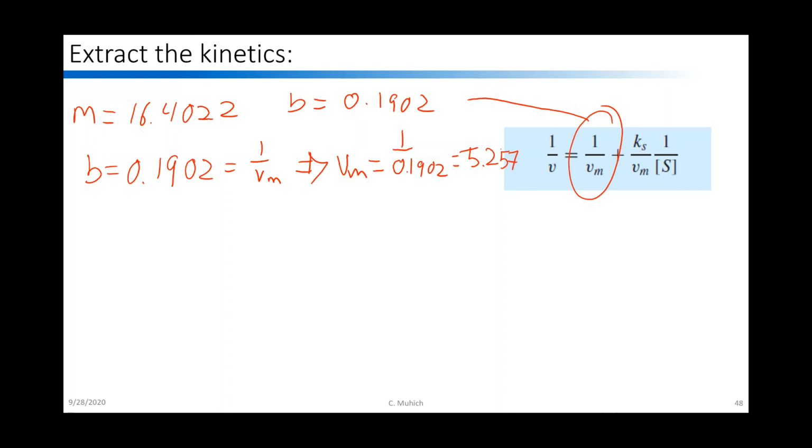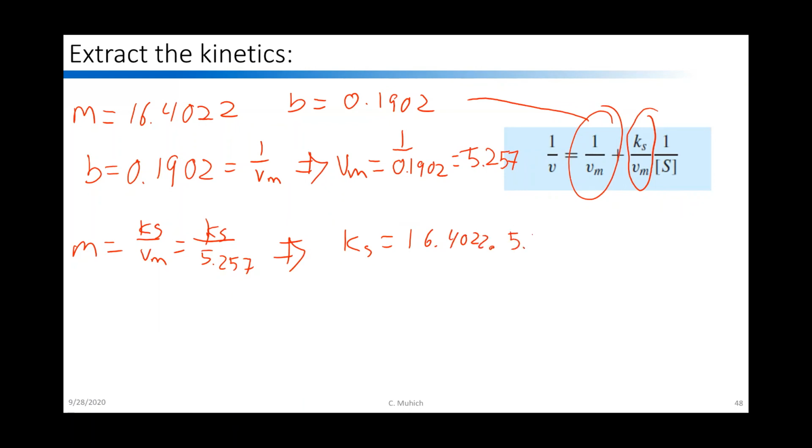We're going to need this in order to solve for Ks, because the slope isn't just Ks, the slope is Ks over Vm, or in other words, Ks over 5.257. Therefore, our Ks is 16.4022 times 5.257, or 86.226.